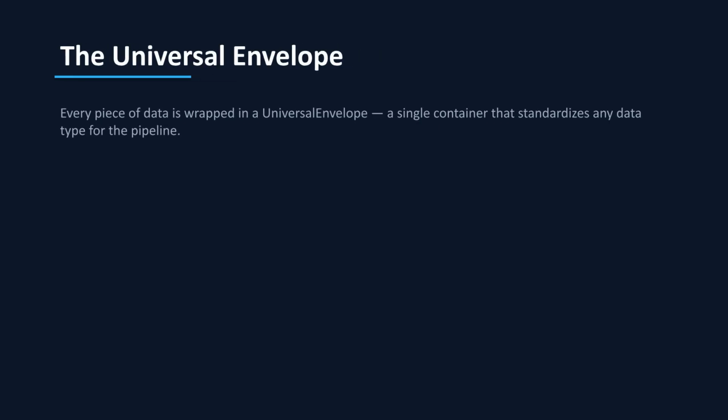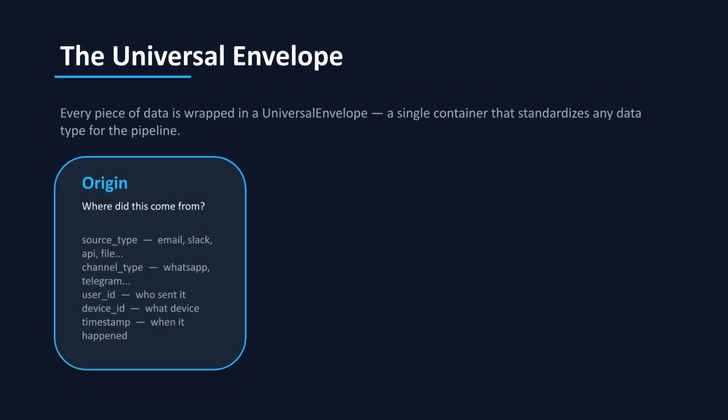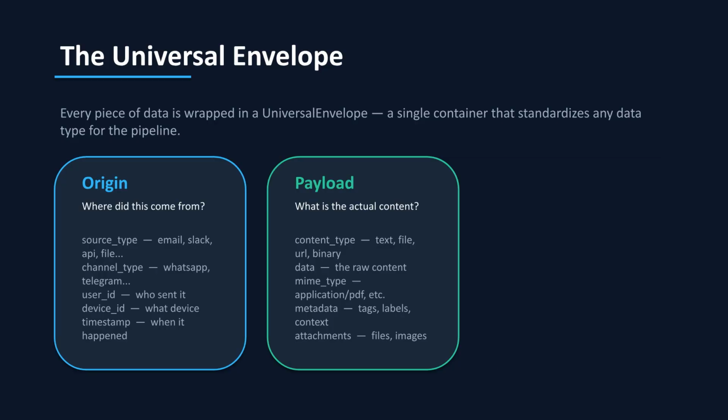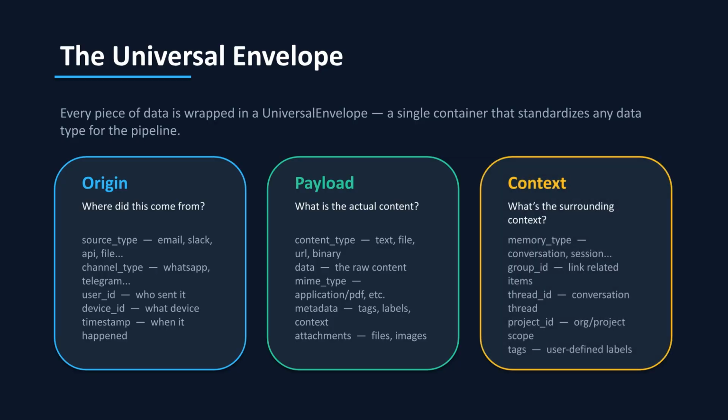The universal envelope is a single container that standardizes any data type for the pipeline. It contains 3 main components: origin, detailing where the data came from; payload, the actual content; and context, providing surrounding information like memory type and project scope.